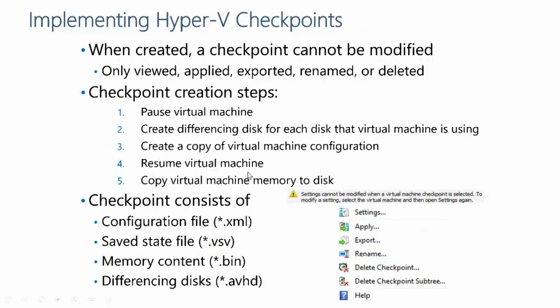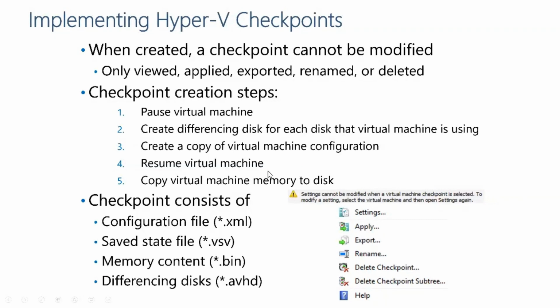So what happens when you take a snapshot? Once a checkpoint is created, it cannot be modified, it can only be viewed, applied, exported, renamed, and deleted. Checkpoint creation will pause the virtual machine, create a differencing disk for each of the disks, create a copy of the virtual machine configuration, and then resume the virtual machine.